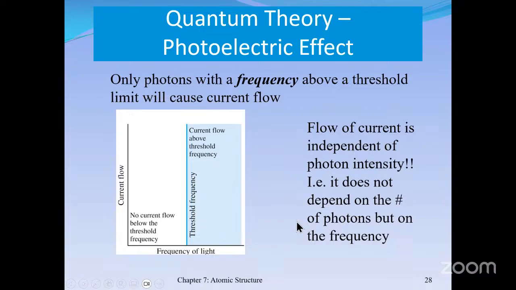the circuit, right? So the flow of the current is not dependent on the intensity of the light, in other words, not dependent on the number of photons. It depends instead on the frequency of the radiation that the photon produces, all right? So that's basically what happens in what is called the photoelectric effect.